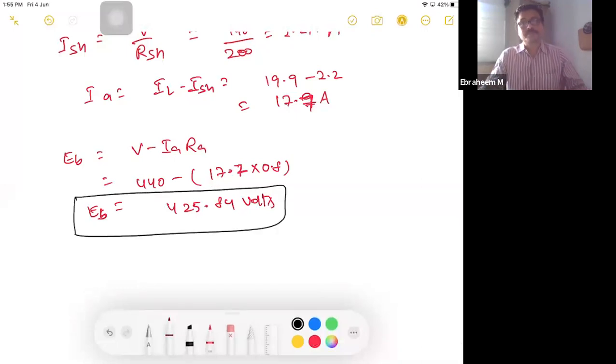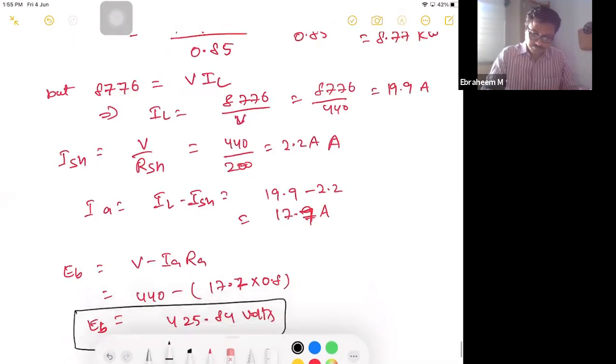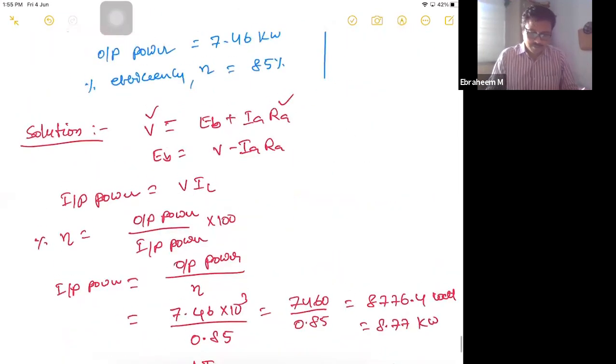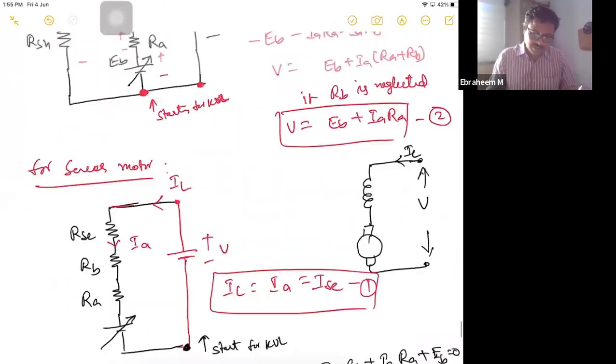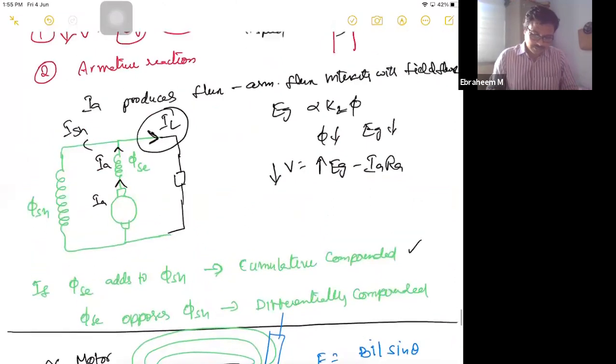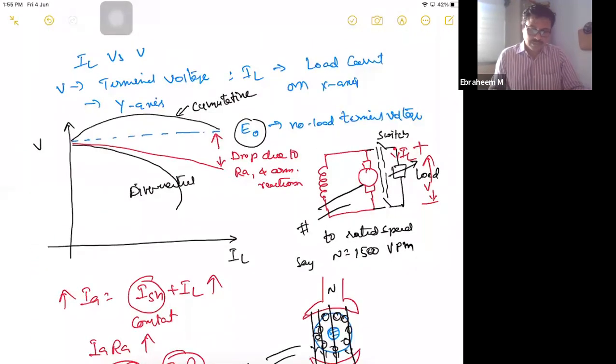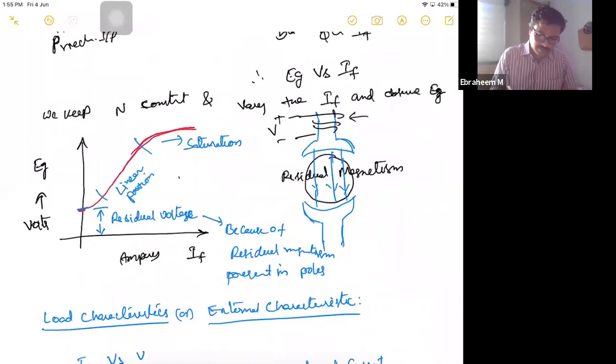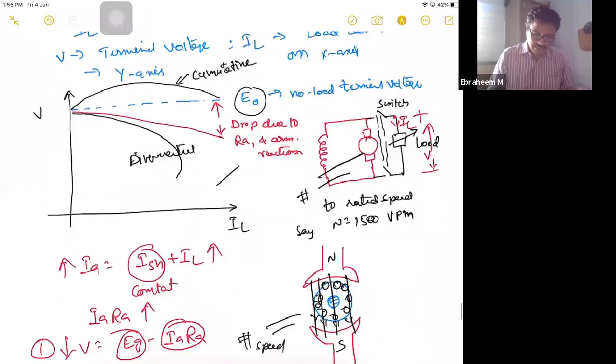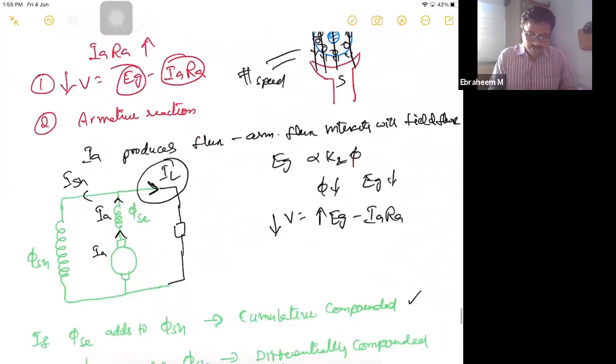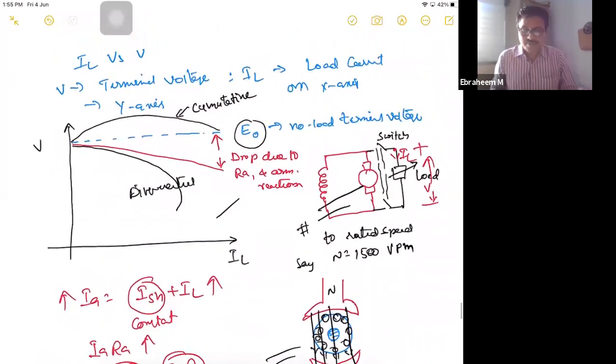Is it clear? I hope it is clear. If you have any doubt, you can ask. Else we can end the session. So in this session we have discussed the OCC of self-excited generators and external characteristics. That is what I have explained.